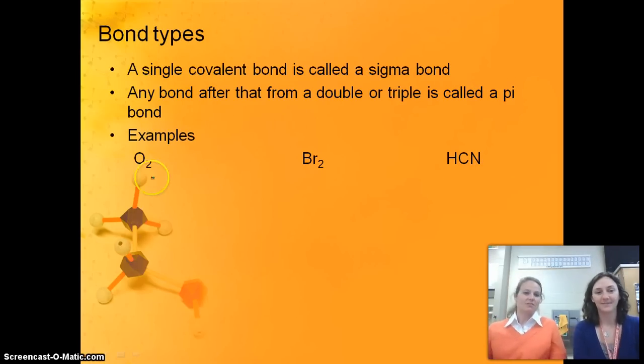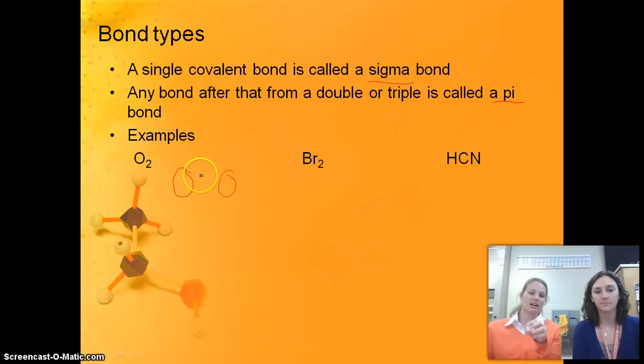Let's talk bond types. So if we've got a single covalent bond, they actually give that a wonderful name. The single bond is called a sigma. If you've got any bonds over a sigma, such as a double or a triple bond, we build a sigma, and then the other ones are called a pi bond. So let's draw our O2.